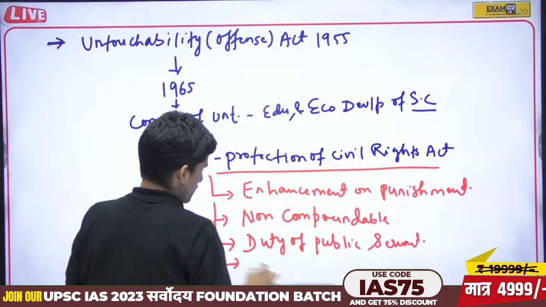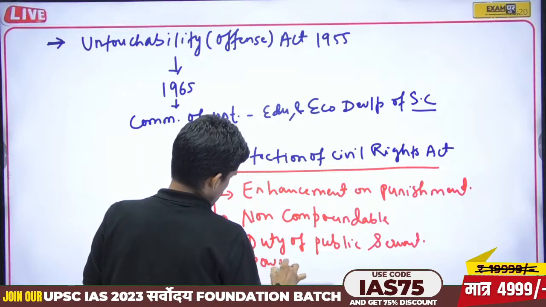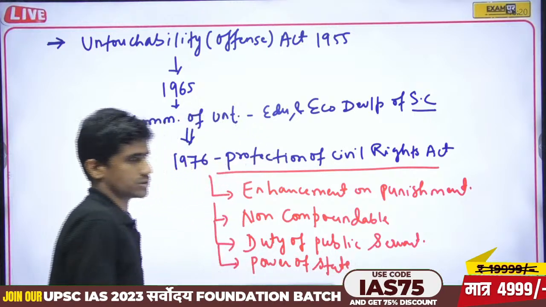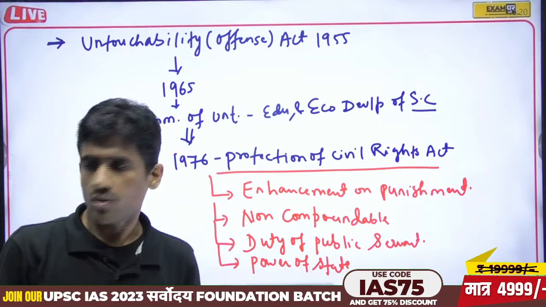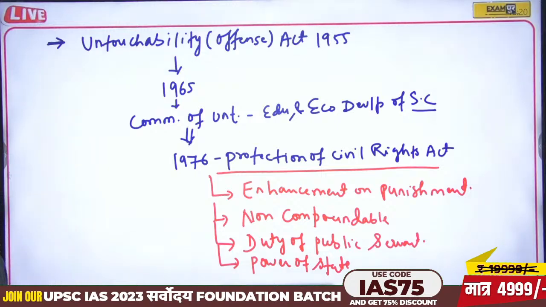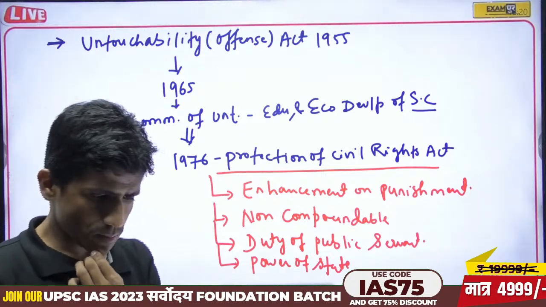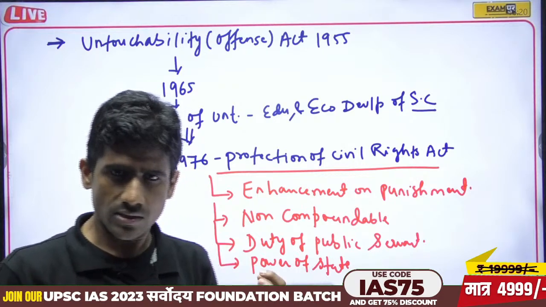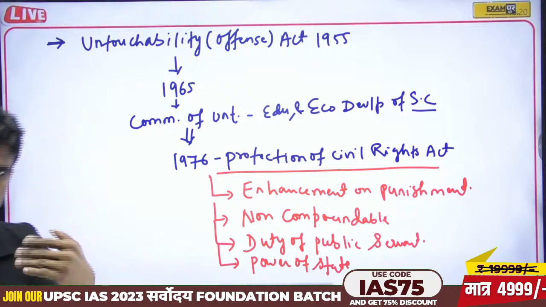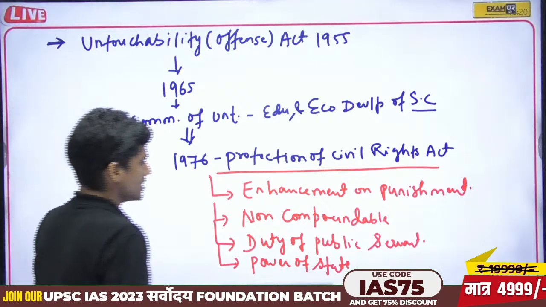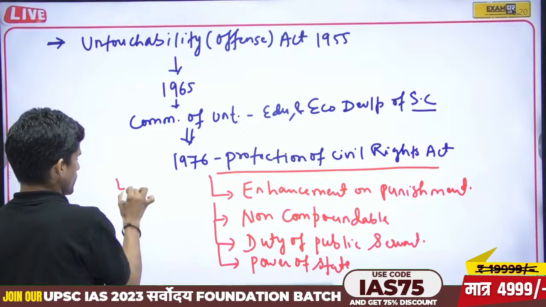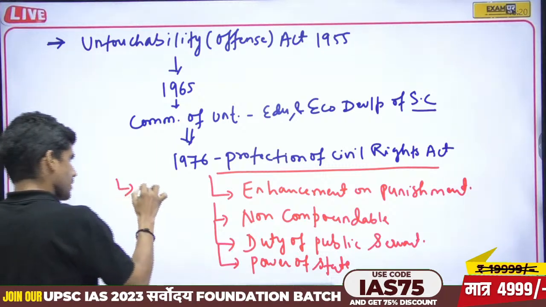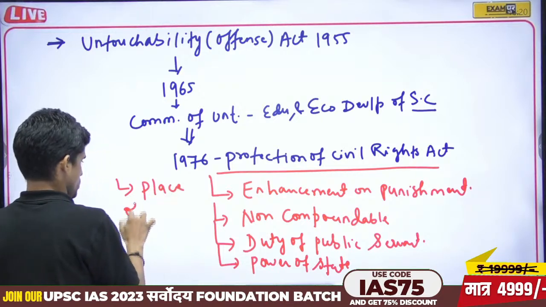Next is the power of the state. The state has the power to make laws for the protection of civil rights, or we can say against untouchability. The last one is the place of worship.